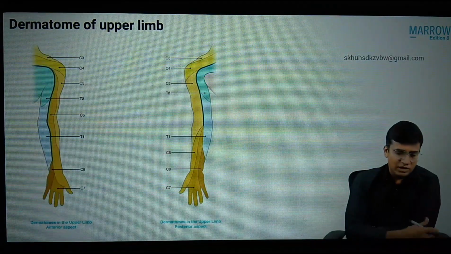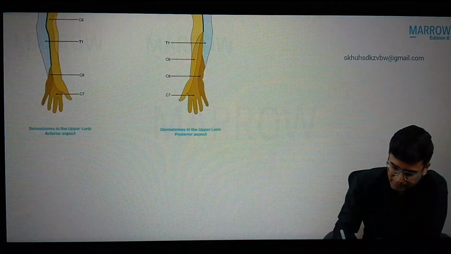While discussing the nerves, side by side, we discuss all the compartment muscles: front of arm, back of arm, front of forearm, back of forearm, palm, everything we discuss. So first, we're going to discuss some basic points. Now, the development of upper limb.